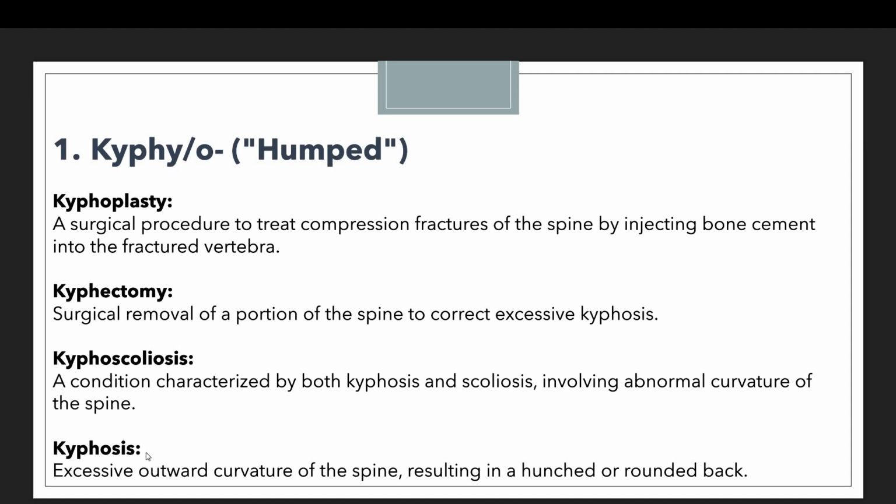Now if you look at the last example, which is kyphosis, it is mainly used to denote something as excessive outward curvature of the spine. When we want to denote excess curvature of the spine, we will use the term kyphosis. We have already covered this, right? Here you can see kyphosis is used for surgical removal of the kyphosis area. So here is the actual definition: kyphosis means excessive outward curvature of the spine resulting in a hunched or rounded back. So these are all the examples related to kypho, which denotes a humped structure.